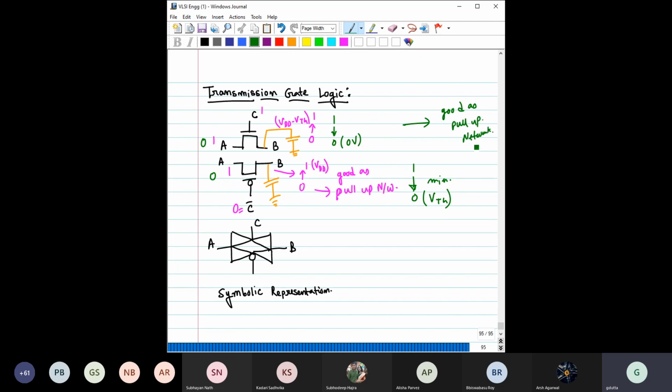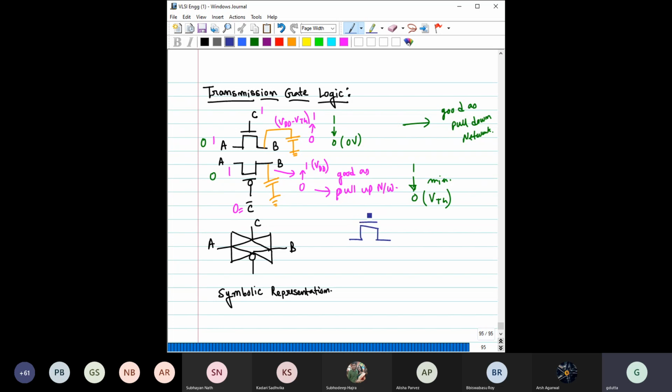So if we can combine the effect of both PMOS and NMOS, then probably we can solve that charging and discharging issue. So here we have pull down network. Oh, sorry, I have written here pull up network. Yes, you are right. So this is good as pull down network, right?